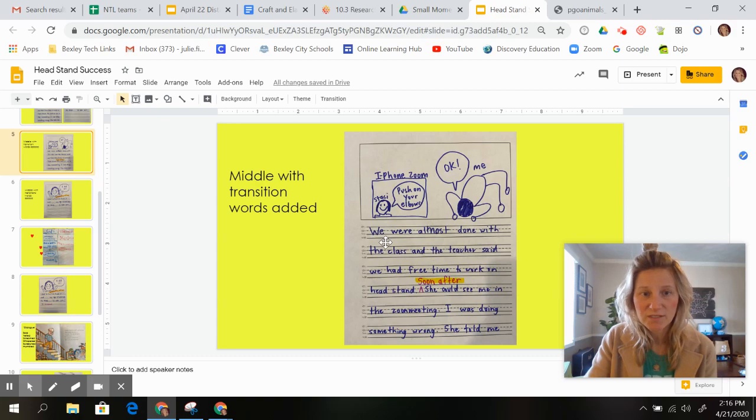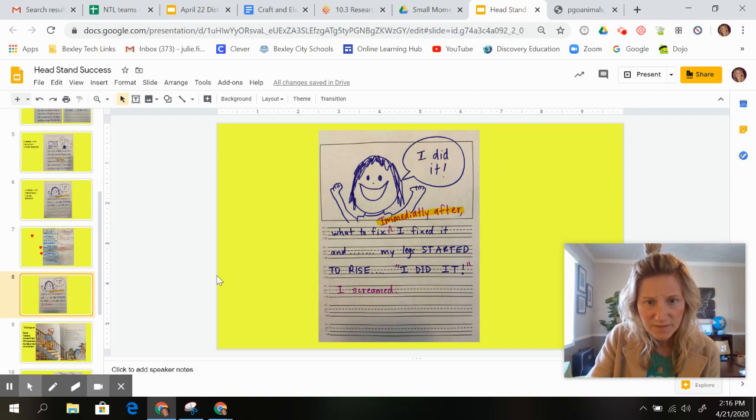Okay, now I'm going to read the words. We were almost done with the class and the teacher said, oh, there's another example of dialogue because I used the word said. We had free time to work on headstand. Soon after, she could see me in the Zoom meeting. I was doing something wrong. She told me, I don't have any bold words there. I don't have any adjectives. So let me go on to the next page.